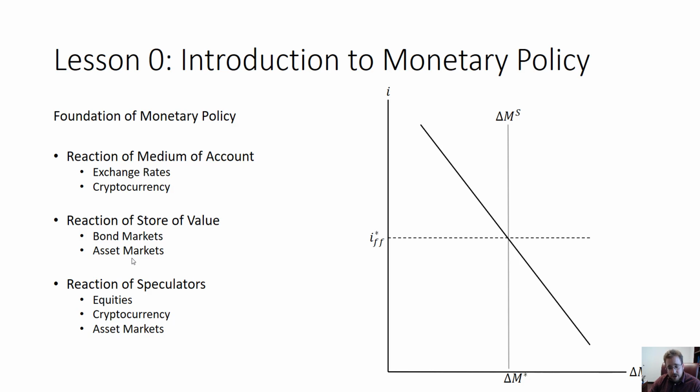We can look at the reaction of those markets that work with store of value services like savings accounts, money market mutual funds, but also bonds and other assets. We can look at commercial paper, overnight repurchase agreements, and short-term treasury bills, the 3-month kind. And we can look at the reaction of speculators. We can see the reaction of the S&P 500. We can see the reaction of cryptocurrency as a speculative asset. And of course, other markets where there is speculation.